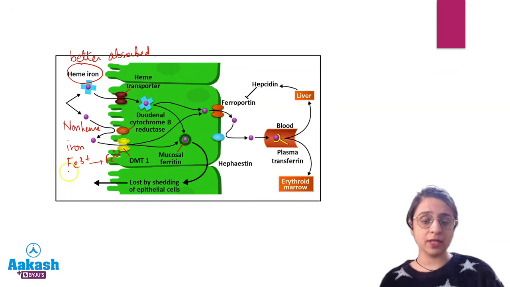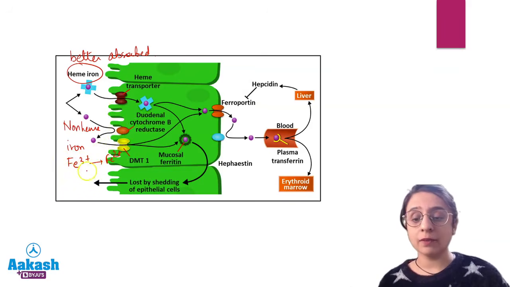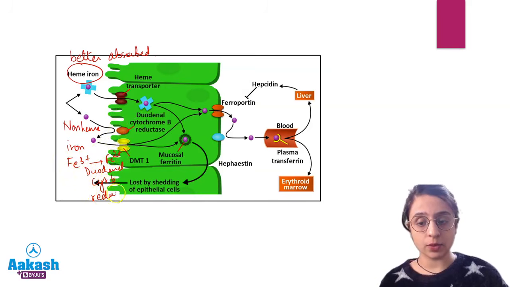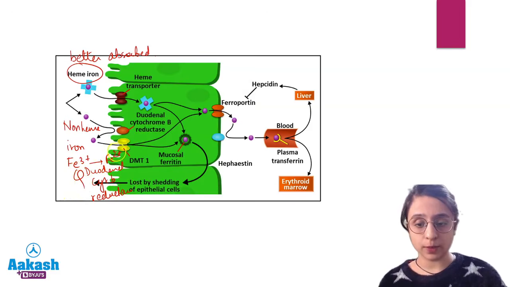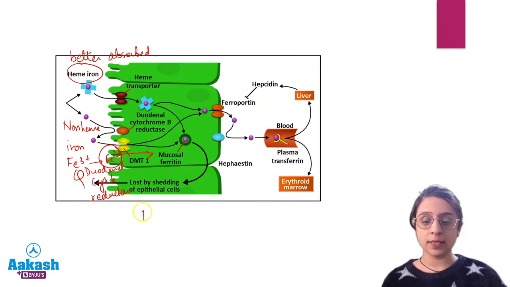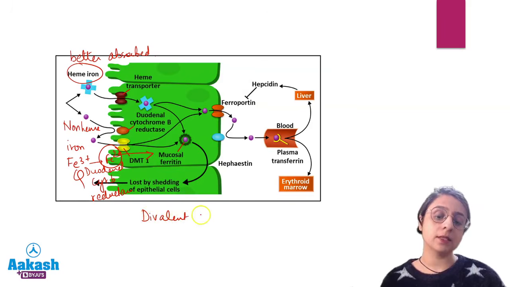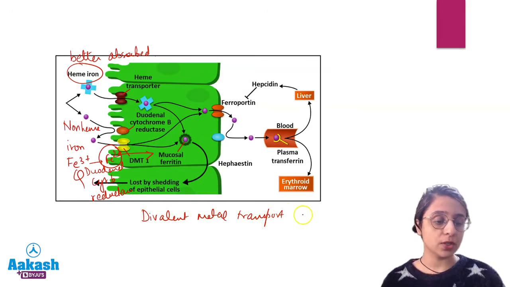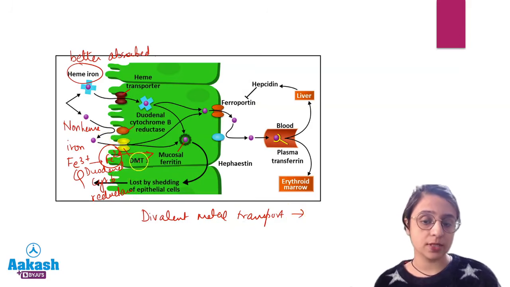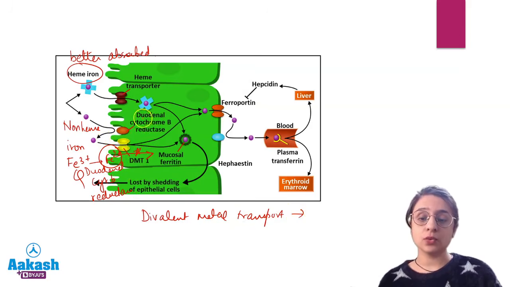So definitely you need a reduction here. The enzyme will be duodenal cytochrome B reductase. Very important, this is a question. Duodenal cytochrome B reductase will be reducing it to the Fe2+ form, and this Fe2+ form will be transported across the transporter, that is the divalent metal transporter. As the name suggests, it is not specific for iron, but it can also transport other divalent metal cations such as cobalt, zinc, manganese. All these can also be transported across this transporter. So the function of these two is clear, right?